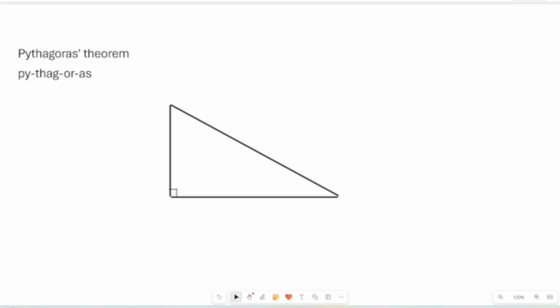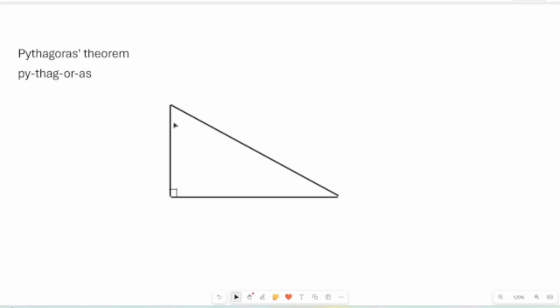Now, this theorem relates to right-angled triangles, and it only works for right-angled triangles. So before you start using it, make sure the triangle you're using it on is a right-angled triangle. This is a right-angled triangle shown here, and we know it's a right-angled triangle because it's got this 90 degrees corner and the little square symbol here showing that it is a right-angled triangle. So this is 90 degrees.